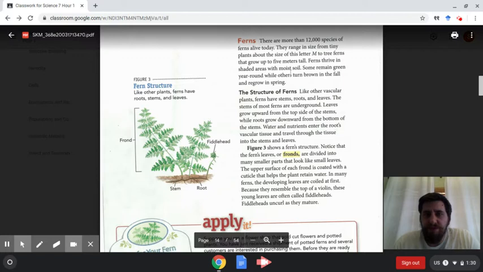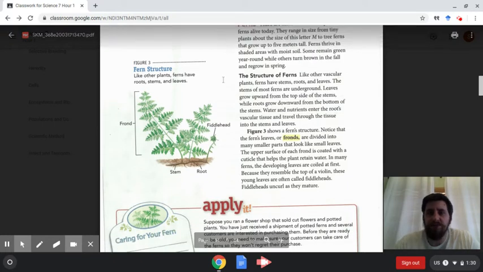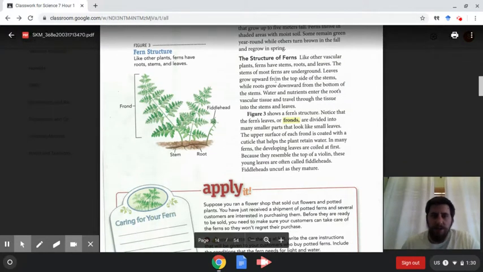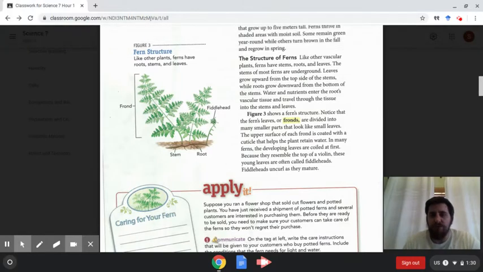The structure of ferns: like other vascular plants, ferns have stems, roots, and leaves. The stems of most ferns are underground. Leaves grow upward from the top of the side of the stems, while roots grow downward from the bottom of the stems. Water and nutrients enter the roots' vascular tissue and travel through the tissue into the stems and leaves. Figure 3 on the left here shows a fern structure.